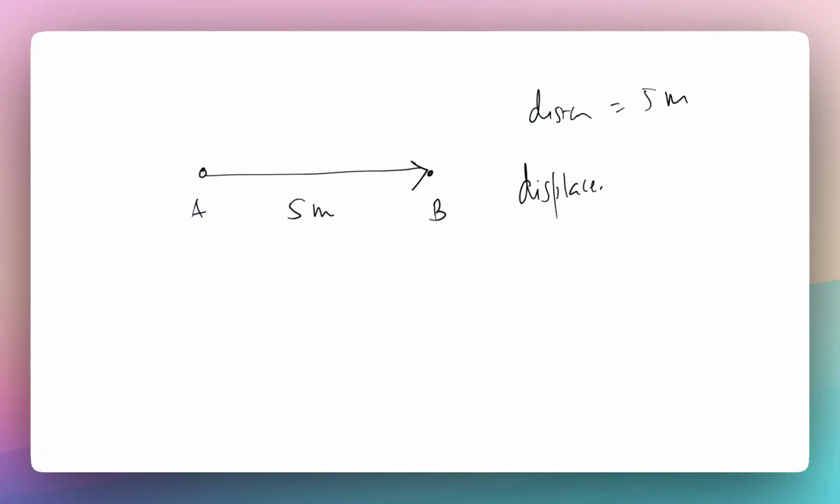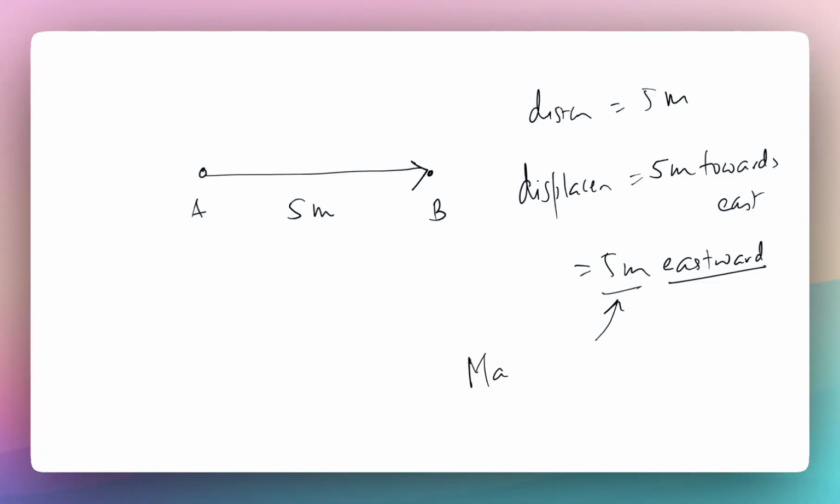Displacement, we have to say 5 meters towards east, right? Or 5 meters eastward. So whenever we talk about displacement, we provide two pieces of information. One is the magnitude, or what we can say, how much, and then the direction. Without these two things, the displacement is not properly defined, right? So magnitude and direction both are provided, and that's what we call displacement.